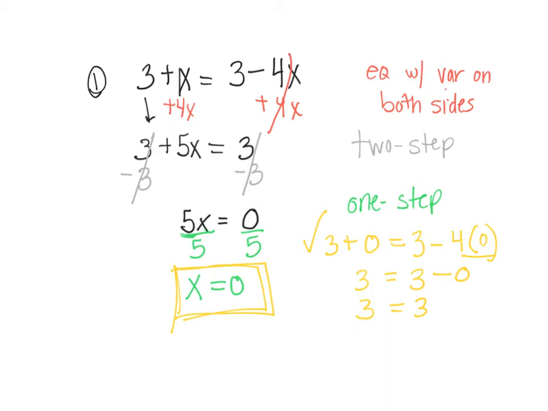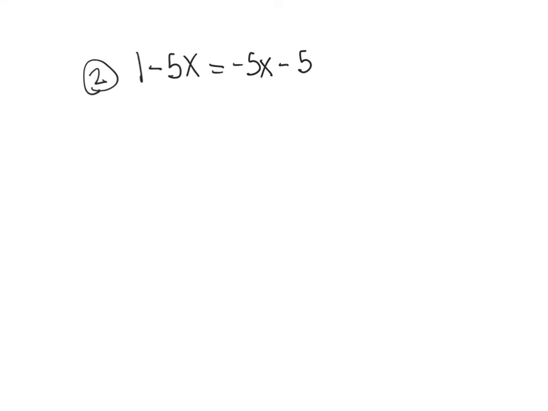Let's look at a different example. Our next one here is 1 minus 5x equals negative 5x minus 5. Once again, when we look at this one, we are starting with an equation with variables on both sides, a type of equation we've previously talked about. I'm going to select one of those variables and move it to the other side. If I take this negative 5x and I add 5x, what I do to one side, I must do to the other side.